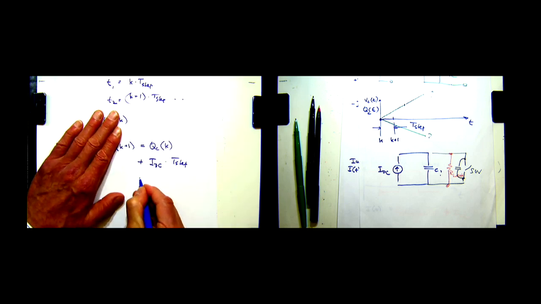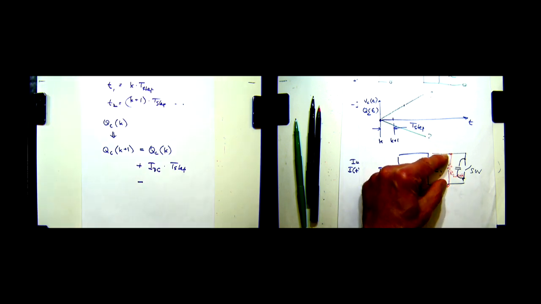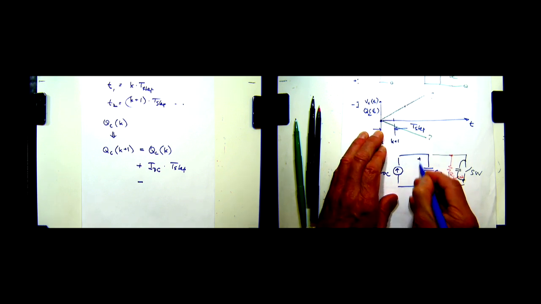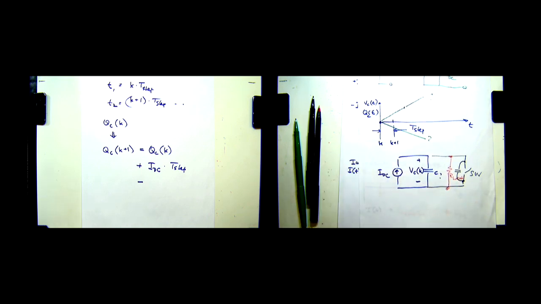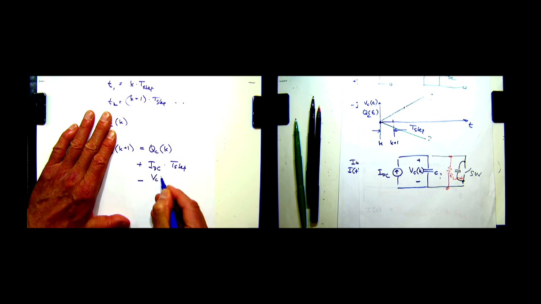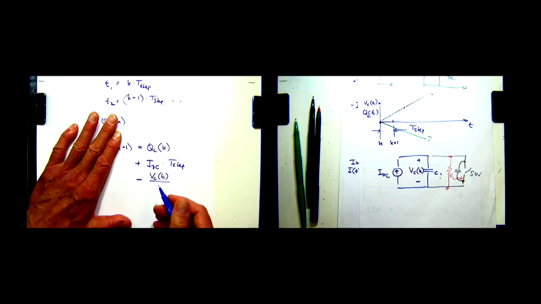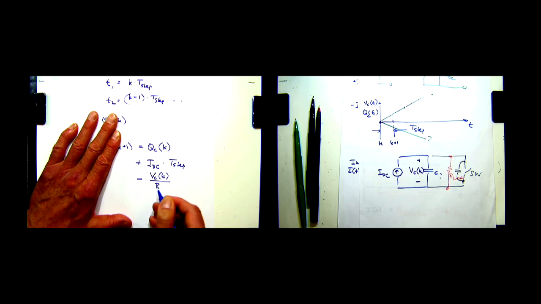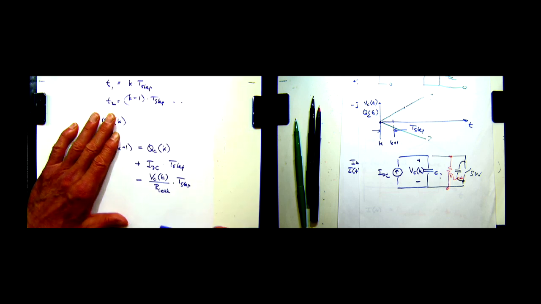And then we're also going to remove charge. Well, how much charge do we remove? Well, we're going to remove whatever charge flows through that resistor. What's the current flowing through the resistor? Well, that's the voltage across the resistor. Let's call this voltage here VC of k. Right? So it's going to be equal to that voltage, Ohm's law, VC of k over the resistance R leak, times the time over which this current runs.